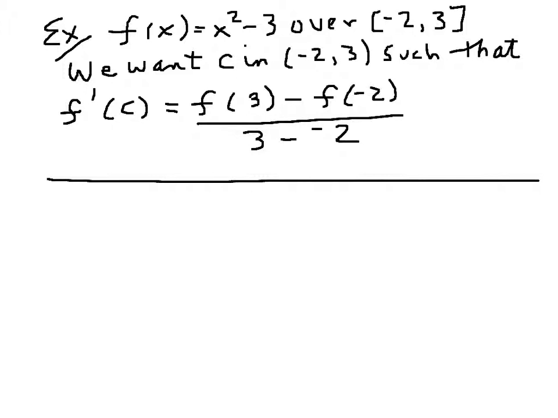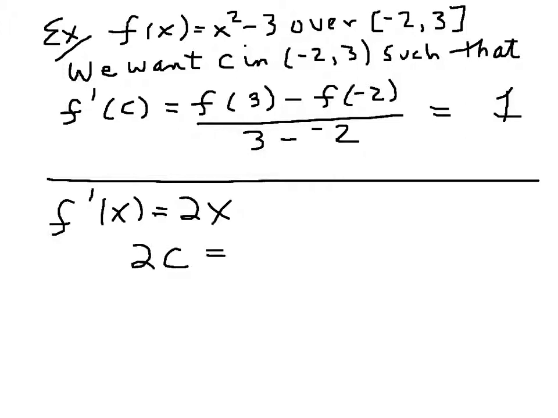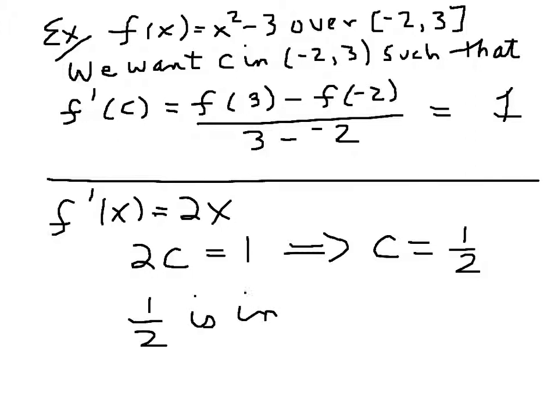Now, this shouldn't take you very long to determine that that's equal to 1. We also know that f'(x) is equal to 2x. So therefore, what we want is a c such that 2c is equal to 1, and obviously that means c is equal to 1/2. And be sure that 1/2 is in the interval -2 to 3. So what we say is that 1/2 is the value that is promised or guaranteed by the mean value theorem.